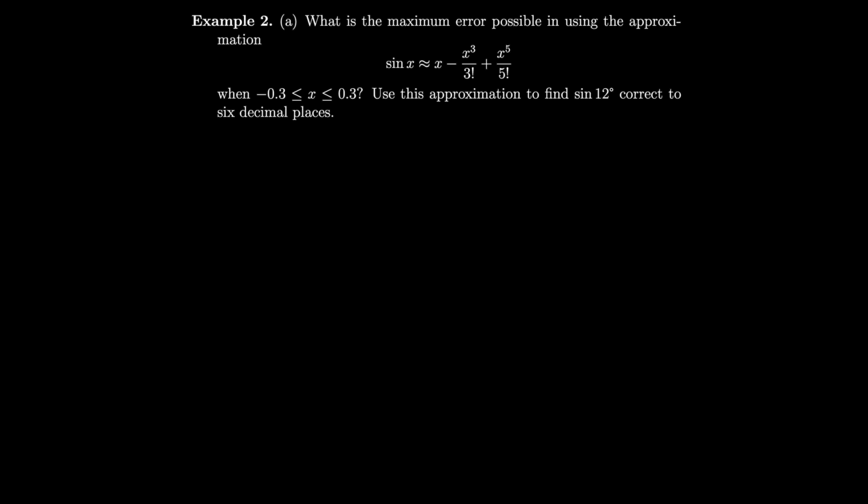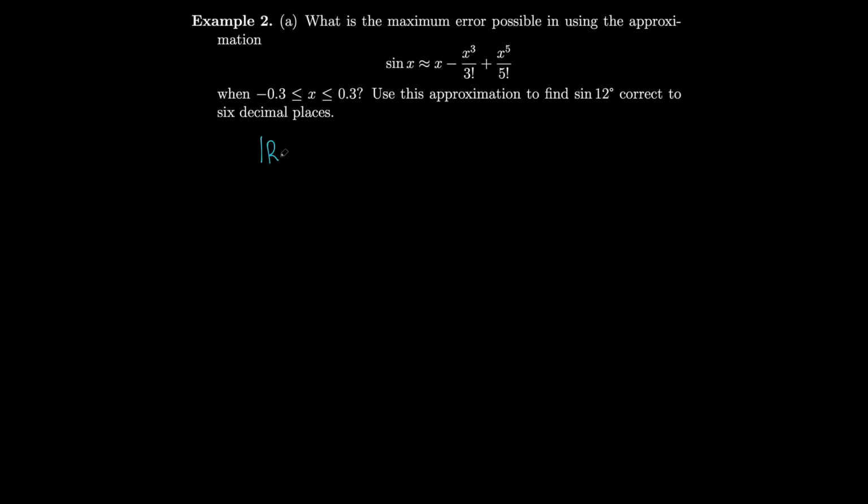What is the maximum error possible in using the approximation sine of x approximated by, it looks like, the first 3 terms of the Taylor series, to make the Taylor polynomial, when x is between minus 0.3 and 0.3? And then we'll use the approximation to find sine of 12 degrees, correct to 6 decimal places.